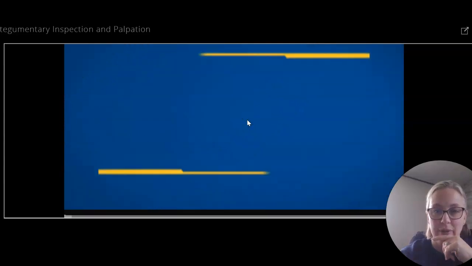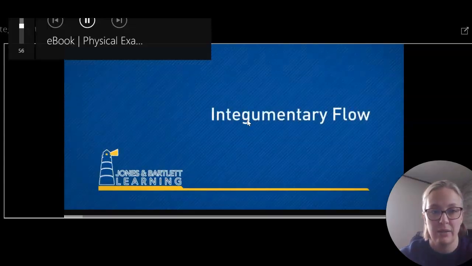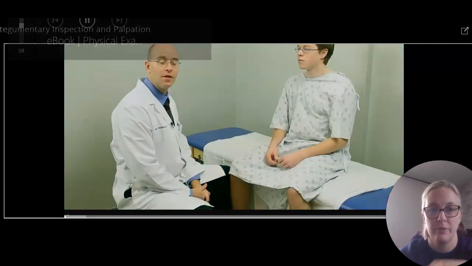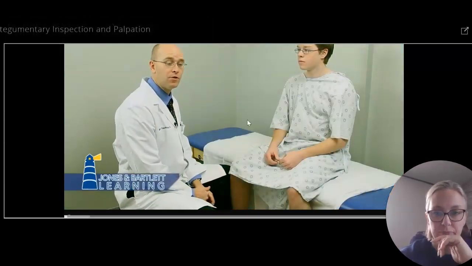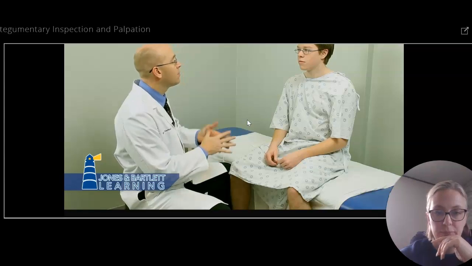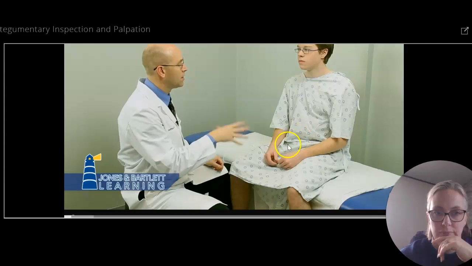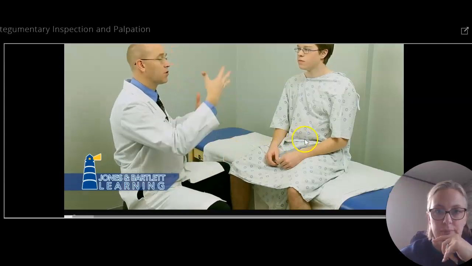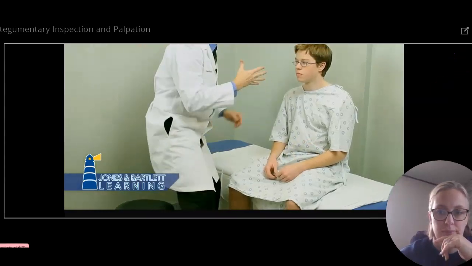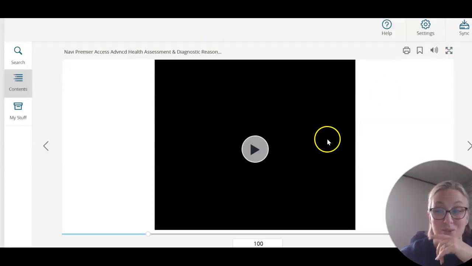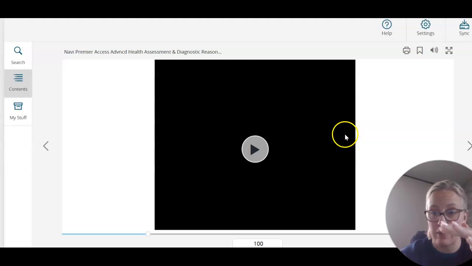So I'm just going to open one up here and we can see kind of what we got here. This is the integumentary flow. So remember that the integumentary is made up of 3 areas: the hair, including the eyebrows and eyelashes, the skin, and the nails. So again, just starting head to toe, a good inspection of the hair and the scalp. So literally it's simply them showing you how to do it, and it goes all the way through for each system.